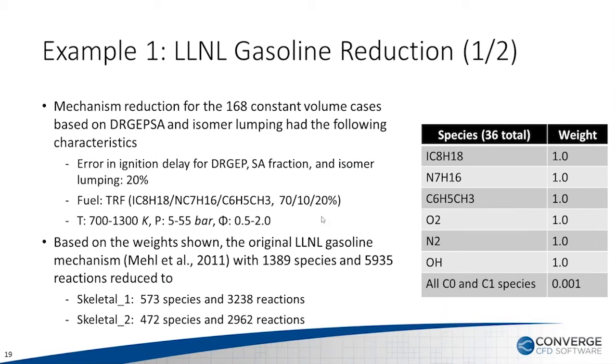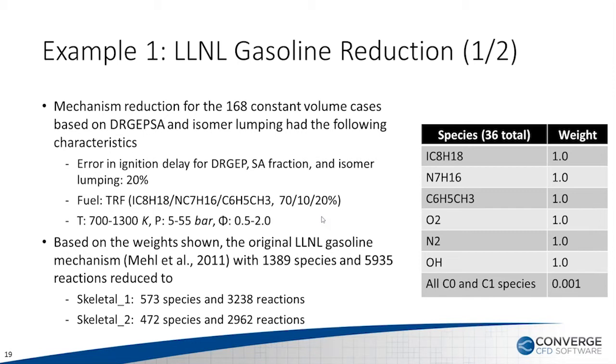An example of the reduction: this is the Lawrence-Livermore gasoline mechanism. A lot of people use this. It has over 1,300 species and 6,000 reactions. If we say we have some important species listed in the table here, basically we have the fuel, oxidizer, and all the C1, CO species listed, a total of 36 species.